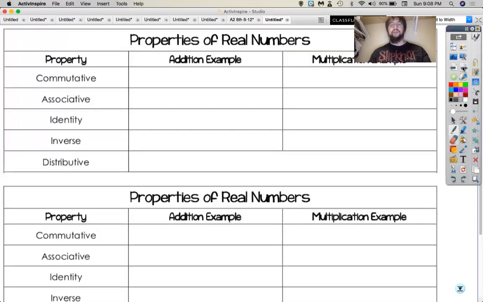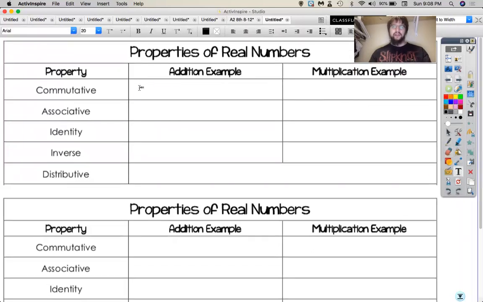The other thing I want to talk about is properties. So the commutative property: A plus B is the same as B plus A. We can move things around. And that goes the same for multiplication. I'm going to use the asterisk for multiplication: A times B is equal to B times A. That's the commutative property.